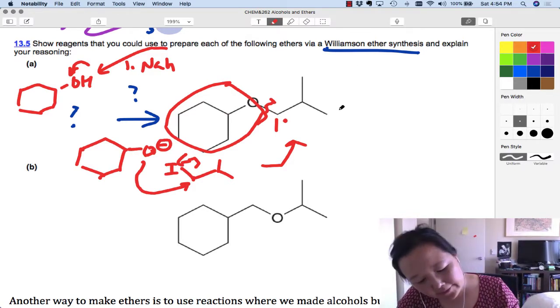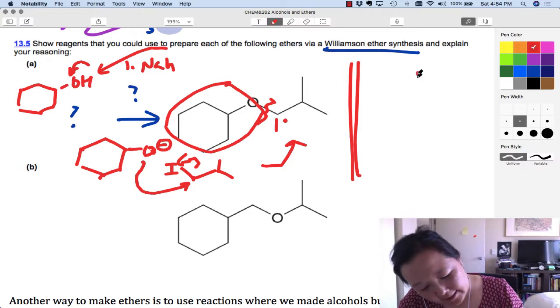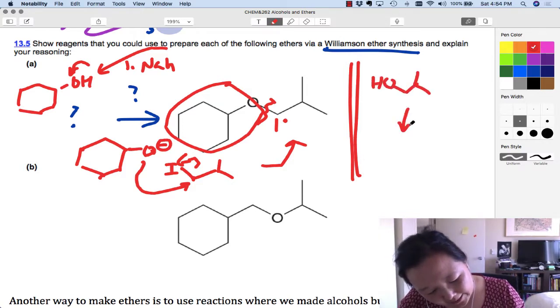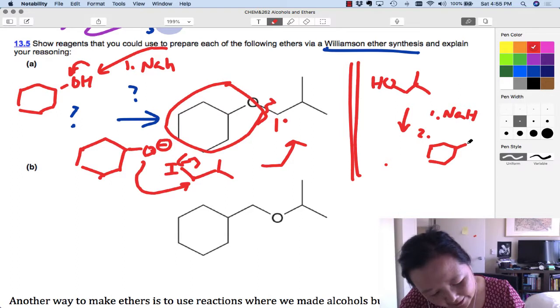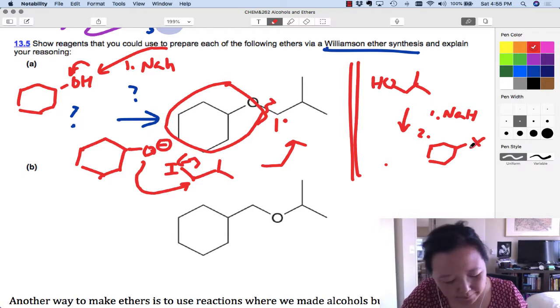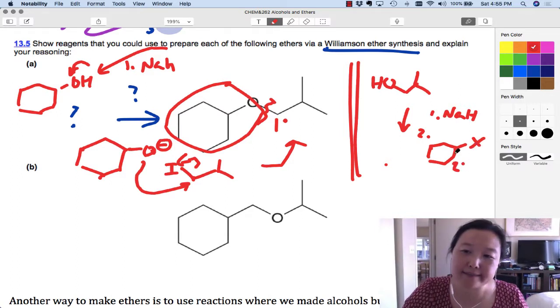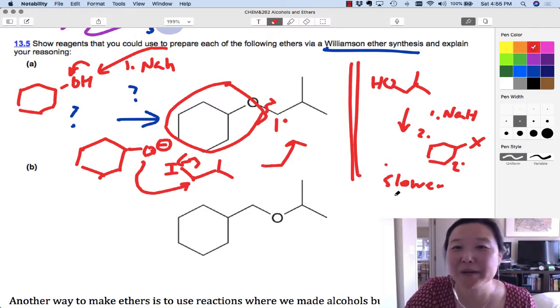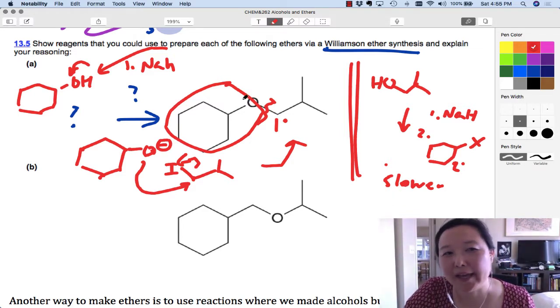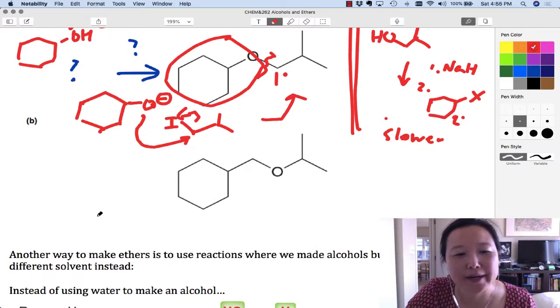Okay, the alternative that would not be as good is if you said this alcohol would attack. First you would deprotonate it, then you would have the cyclohexanol as an alkyl halide. Okay, then it would not be as good because this is secondary. So I'm going to put that this would be slower in getting to the same product. Okay, so on your own you can try part B as well. Consider the same thing and check your answer, 13.5 practice problem.